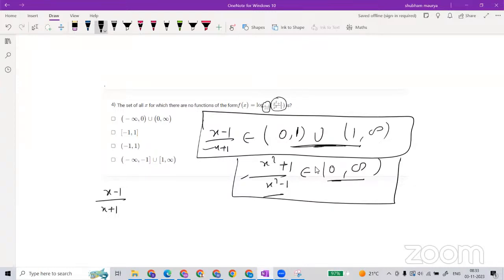Whatever the output is, if you are getting 1 because of this, then there is a problem because of this one.